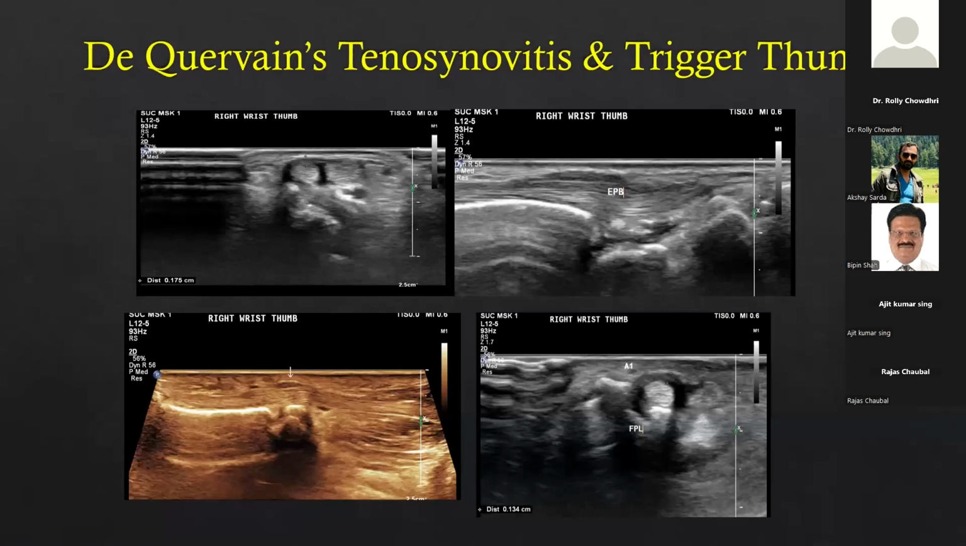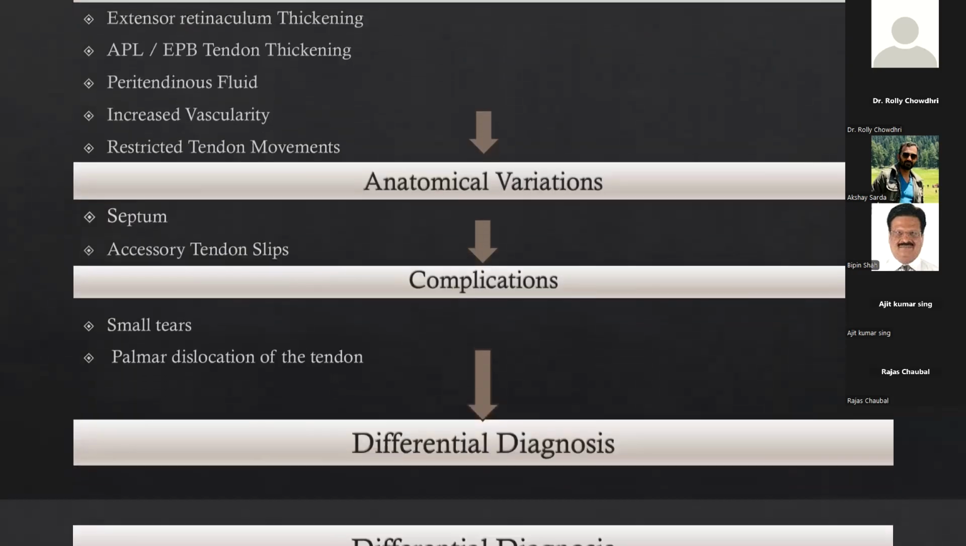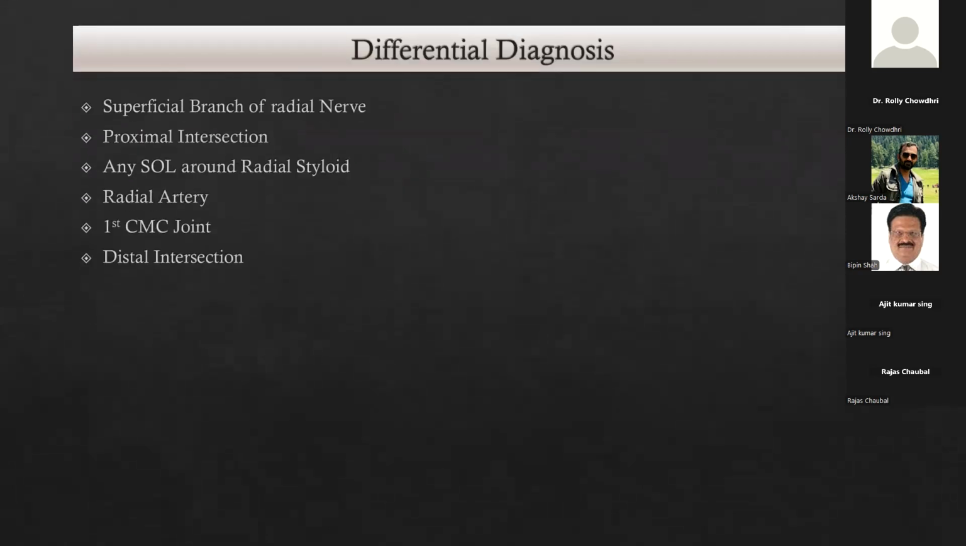So we have to check for all the symptoms that the patient has, and all the conditions related to that symptom we can go for. So these are the differential diagnoses. Apart from de Quervain, if we have pain on the radial side, we can have any pathology related to the superficial branch of the radial nerve. We can have pathology related to the tendon crossover. It may be proximal intersection, it may be distal intersection.